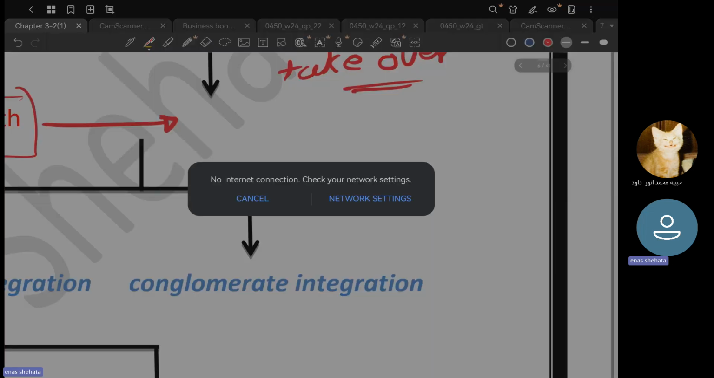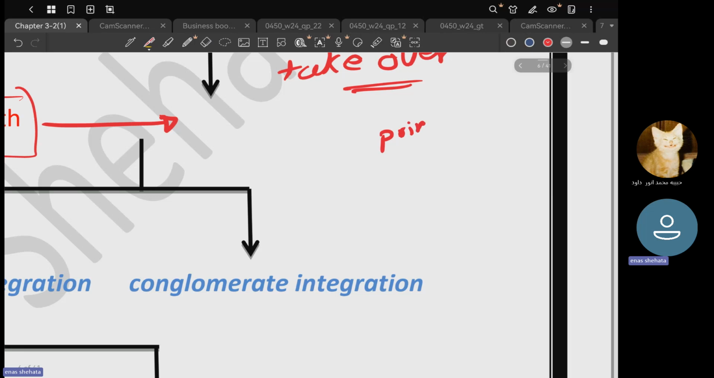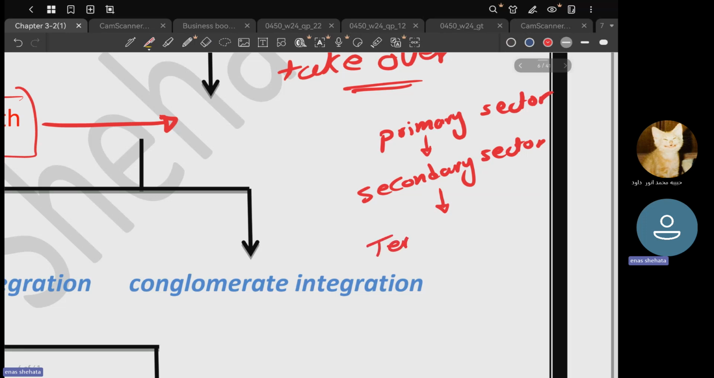We took it in chapter 2. We have something called the primary sector. Primary sector business depends on extracting raw material from earth, providing raw material. Then we have the secondary sector. The secondary sector takes this raw material and converts it into finished goods. And then we have the tertiary sector. The tertiary sector is the business that takes the finished goods and tries to sell them. So the primary sector provides raw material for the secondary sector. The secondary sector converts it into finished goods. The tertiary sector will take these finished goods and try to sell them to the market.